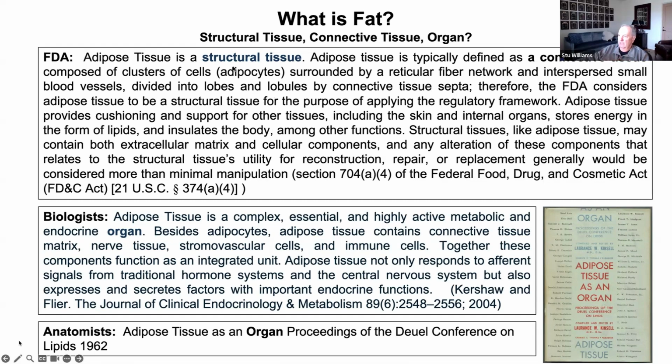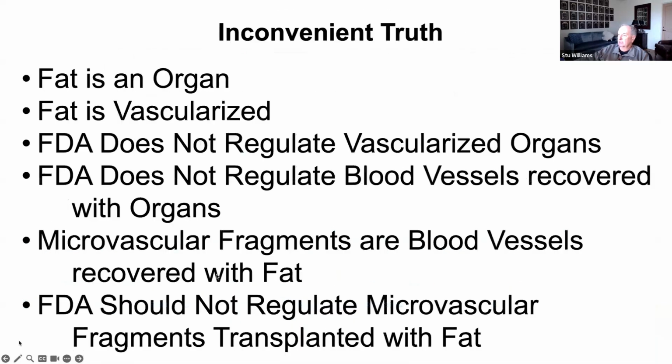There are multiple types of adipose tissue, and I think this paper by Kershaw and Flier, as well as Russ Barnett's paper from 1962, states it pretty clearly with compelling data. Fat, adipose tissue, is an endocrine organ, and it should be regulated as an organ. It is an organ, it's vascularized. The FDA does not regulate vascularized organs. The FDA doesn't regulate blood vessels recovered with organs.